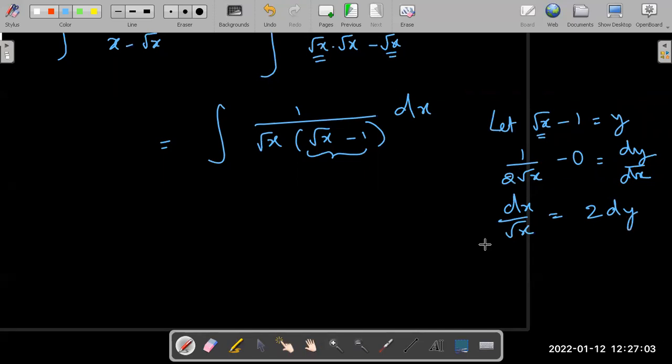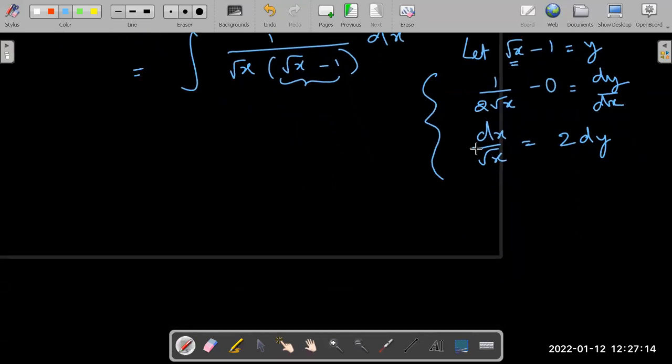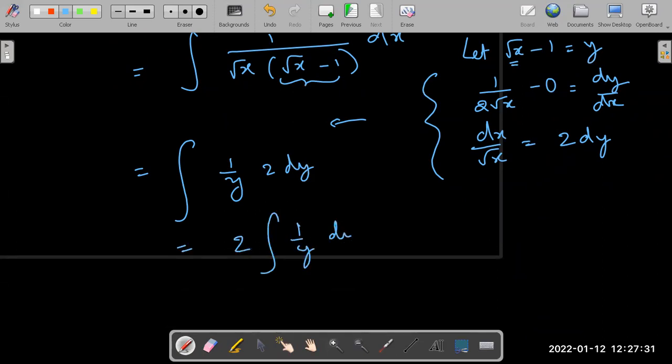But you can take it just in that form, without differentiating, right? If that's simpler. No, this is simpler, and then you have to substitute. Because you are seeing dx by root x here, dx divided by root x there, so you can cut it off and put 2 dy. Exactly. Then you can replace root x minus 1 with y.